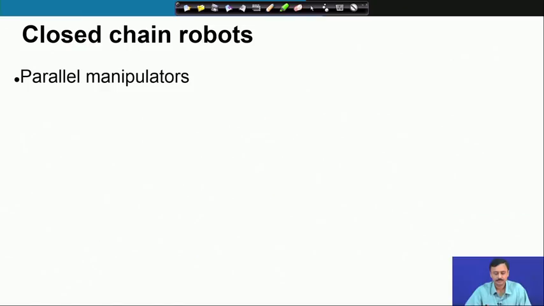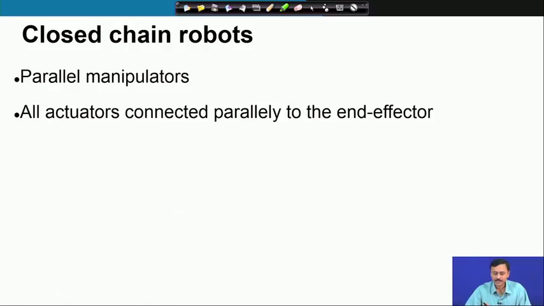In a serial manipulator, therefore, the end effector, which is my hand, is connected with the links through these joints in a serial manner. As opposed to this, in a parallel manipulator, we have all the links which are actuated connected to the end effector directly, parallelly. That is why we also use the term parallel manipulator. All actuators are connected parallelly to the end effector.